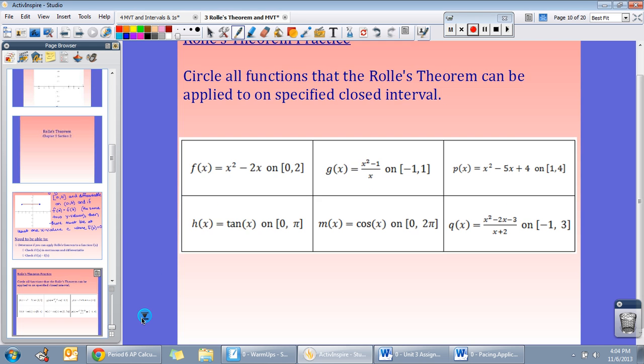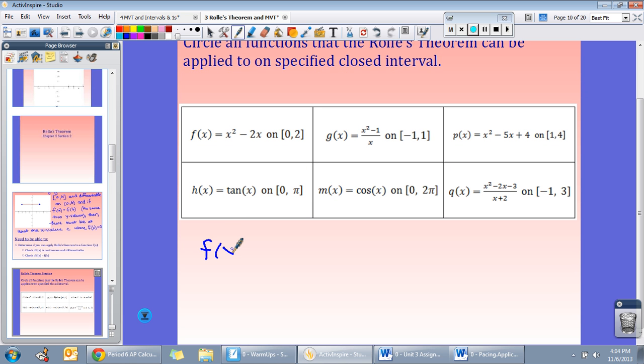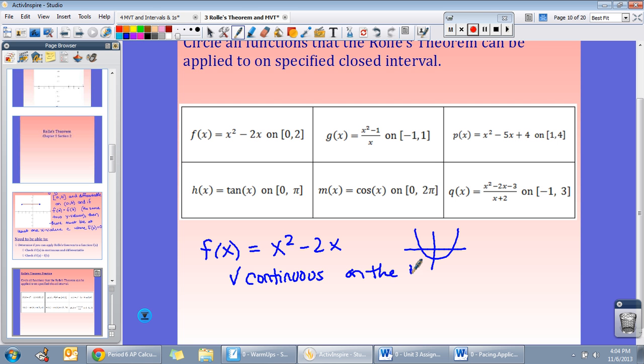Let's try one together. To see if you can apply Rolle's theorem, you need to first look to see if this is continuous. This is a quadratic. We know it's going to look something like this, and a quadratic is continuous everywhere. So we say yes, it is continuous on the interval. We also need to check to see if it's differentiable. A quadratic doesn't have a corner, a cusp, or a vertical tangent line, so it is differentiable on the interval.